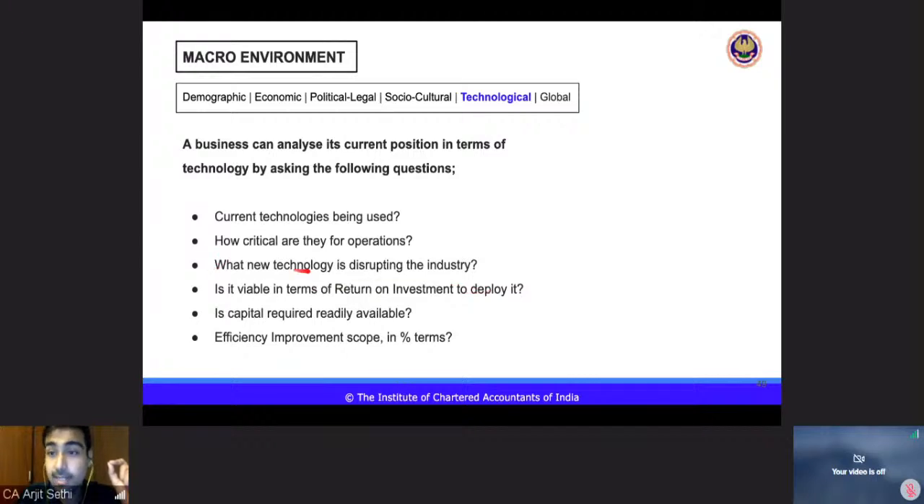So I found out that there is a technology that is bringing about change in the entire industry. So is it beneficial? Is it viable? Is it profitable? It is good in terms of return on investment. If I spend 10,000 rupees, will I get 15,000 out of it? Is it viable for me? Is capital requirement available? So if I have to spend 10,000 rupees, do I have that capital to invest in technology? Will my efficiency improve in percentage terms? If I employ that money, I get a return, but will my efficiency improve? Right? Will I be better off from my competitors?